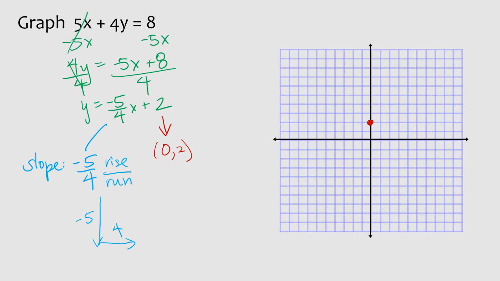1, 2, 3, 4, 5 over 4. 1, 2, 3, 4. 1, 2, 3, 4, 5. 1, 2, 3, 4. Okay, I can go in the opposite direction. I know it would be up here somewhere because I can see the pattern. So I'm going to have to go down 5 over 4. So I'm going to go backwards over 4. Whoops. 1, 2, 3, 4, and up 5. 1, 2, 3, 4, 5.